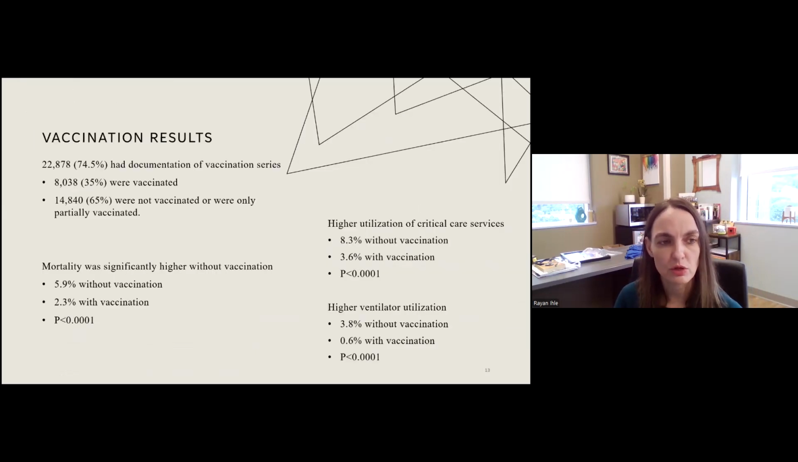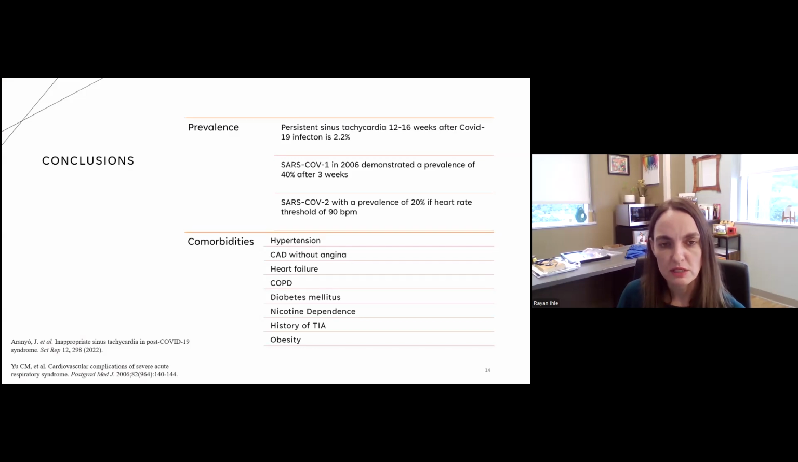With our vaccination results, we had 75% of patients that had documentation of vaccination series one way or another. 35% of patients were vaccinated, whereas 65% were not vaccinated or were only partially vaccinated. Mortality was significantly higher without vaccination, showing almost 6% mortality at 1 year without vaccination in the tachycardia group versus 2.3% with vaccination. They also had higher utilization of critical care services, 8.3% versus 3.6%. And higher ventilator use, 3.8% versus 0.6%.